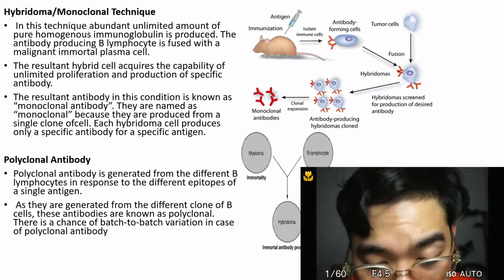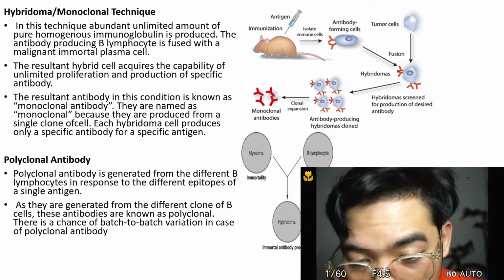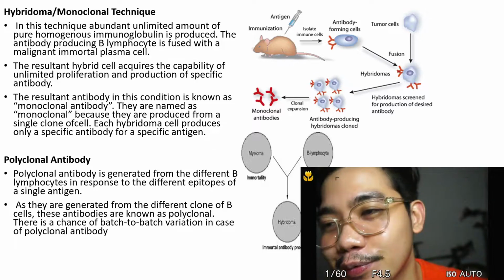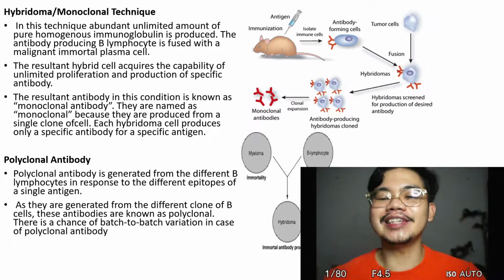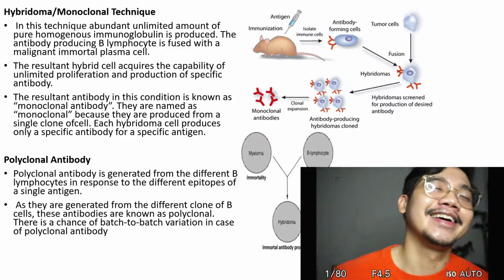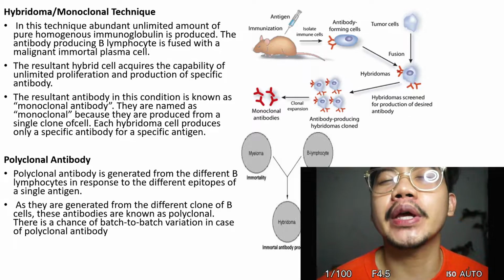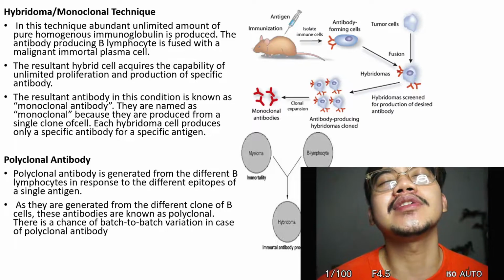So anyway, we usually fuse it with a tumor cell. So what is this tumor cell? Always remember your tumor cells are immortal. They don't die until they run out of food.